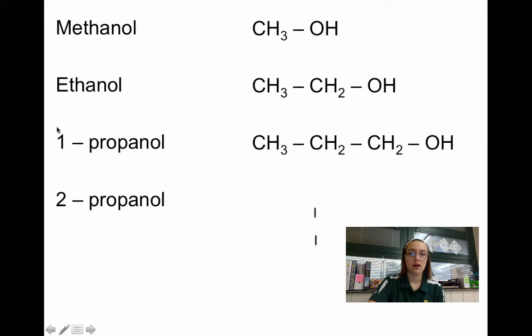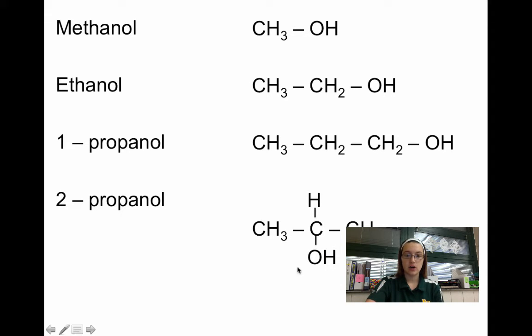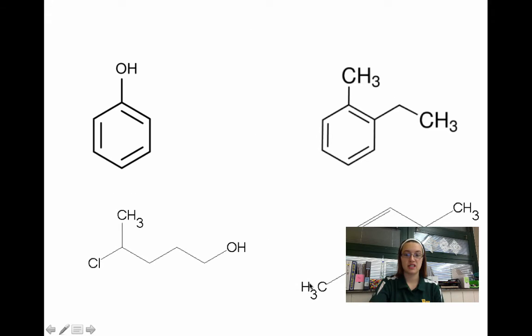1-propanol. The 1, just like with double and triple bonds, the number in front of the parent chain designates where that OH group is. So 1-propanol means that the OH group is off of the first carbon. 2-propanol means that the OH group is off of the second carbon. So there is definitely a difference between 1-propanol and 2-propanol, and it's where that OH group is, and it gives these different properties.